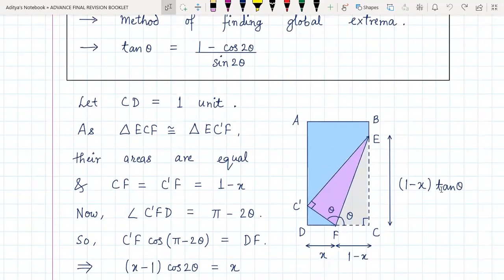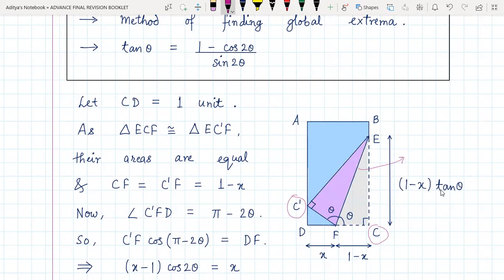So basically we are assuming that there is a page ABCD, and we are folding the page along the crease EF, we can say. So we have folded it along EF, and after folding it, this point C lands at the point C dash. Okay, so that's how we have folded it.